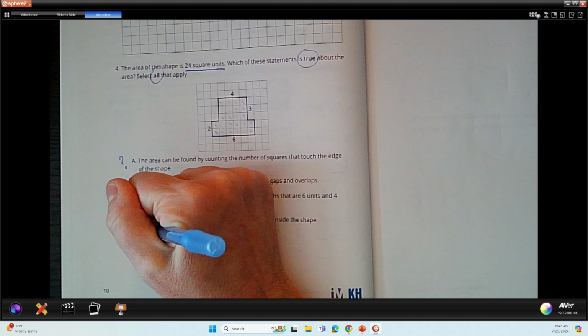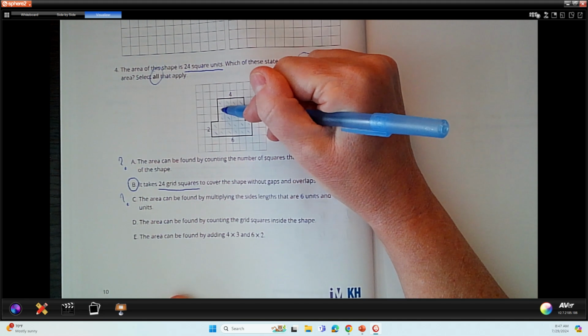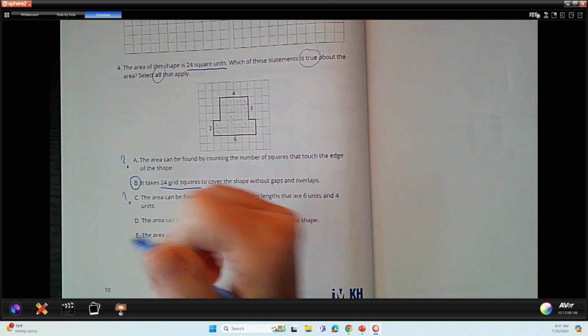The area can be found by counting the grid squares inside the shape. Well, that's what we just did. These B and D are very much the same. I just counted all of the little squares inside the shape, and that would work. Okay, now let's take a look at the last one.